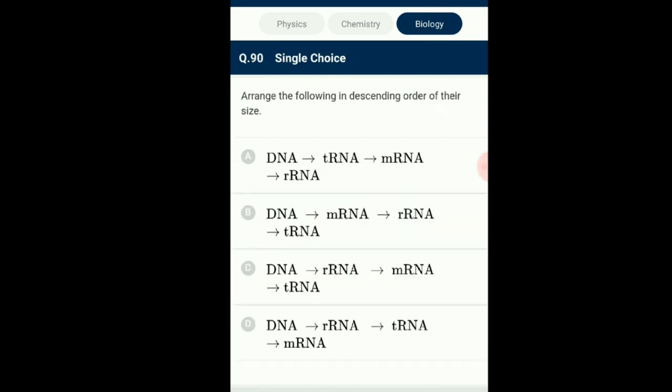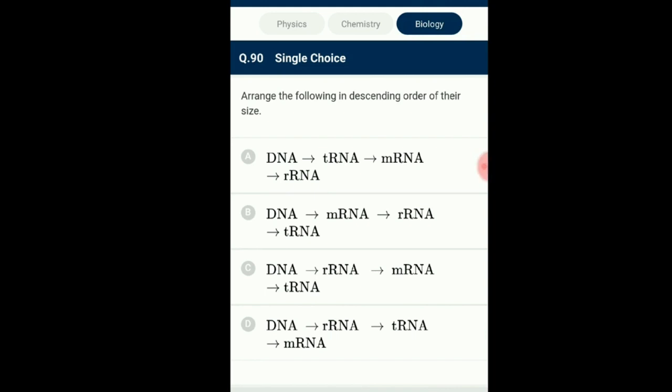Question number 90 is the last question. Arrange the following in descending order of their size. DNA, or deoxyribonucleic acid, is the long chain polynucleotide which forms the hereditary material in all organisms. It is a double stranded helical structure having a length of approximately 2.2 meters. A single stranded RNA molecule transcribed from the template strand of DNA is the mRNA, or messenger RNA. This RNA formed in the nucleus moves to the cytoplasm where it is translated to make proteins. It is larger in size compared to ribosomal RNA and transfer RNA.